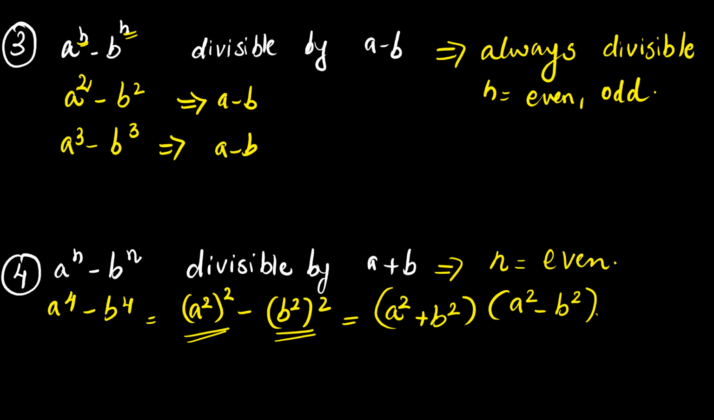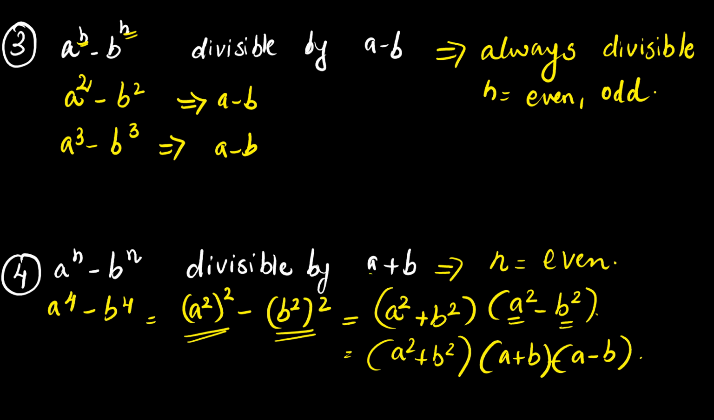And again we can expand, as this is a square plus b square, and this is again a square minus b square. That is a plus b into a minus b. So we have to check if it is divisible by a plus b. If we divide by a plus b, these two get cancelled and we get this. So we can see that a raised to n minus b raised to n is divisible by a plus b only when n is even. This is the condition. So these are the conditions of divisibility for algebraic functions.